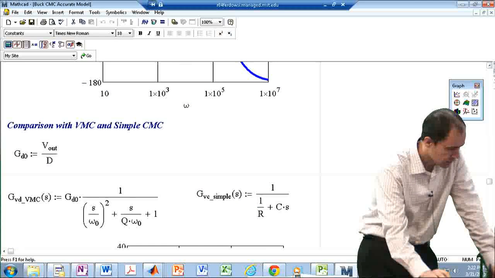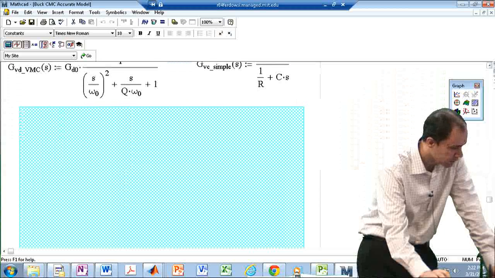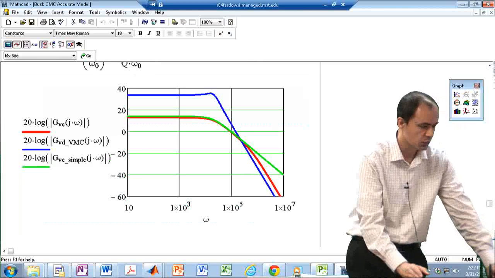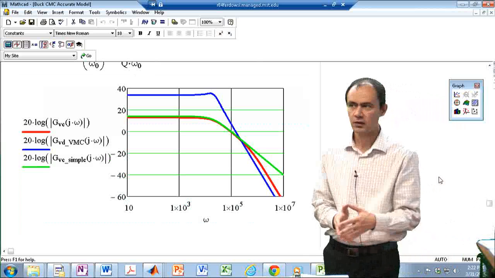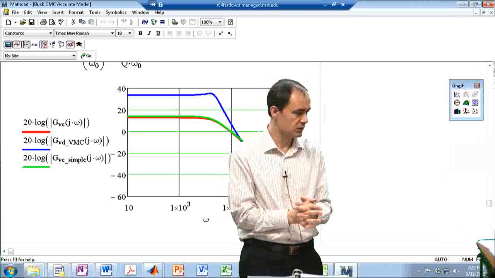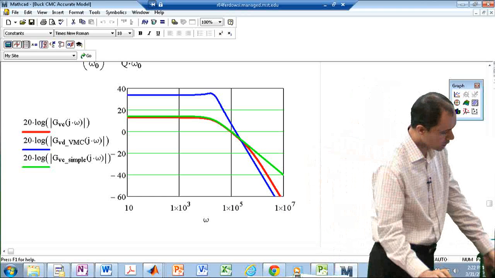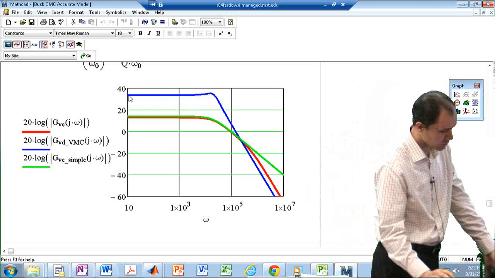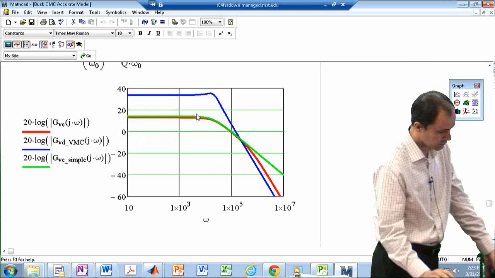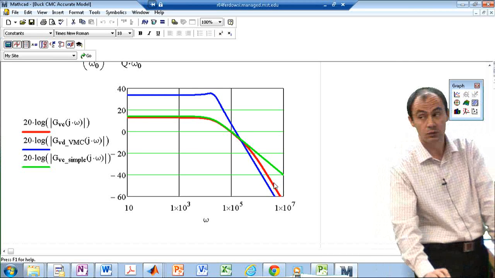Also, you can check it out later. I'm comparing it with two other transfer functions. One of them is the voltage mode control transfer function. These are all GVD or GVC, control to output transfer functions. The blue one is for the voltage mode control, the green one is the simplified one, and the red one is the more accurate one.